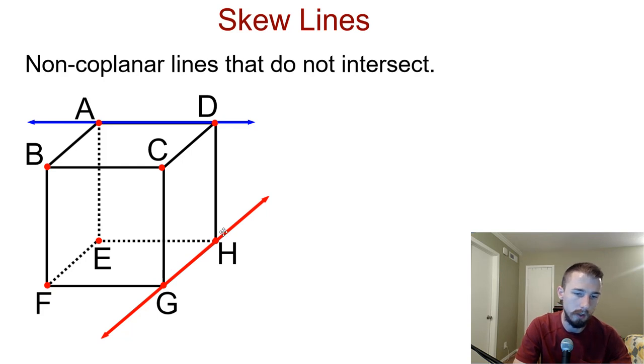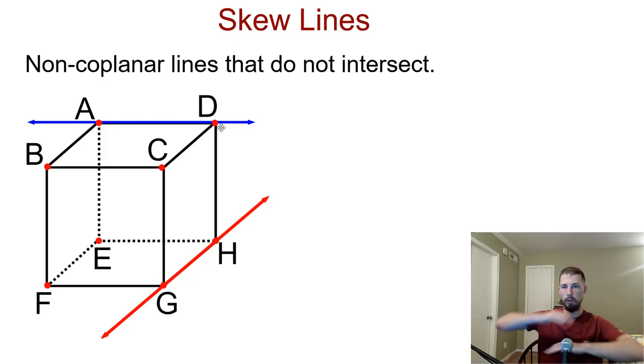One of them is on the bottom and the right plane. This one's on the back, or the rear, and the top plane. So they're not on the same plane, and they also don't intersect. So it's kind of like two parallel lines, and then we twist them. Essentially that is what's going on here.